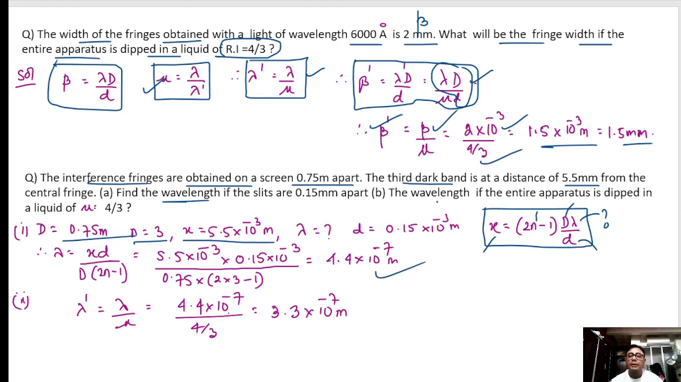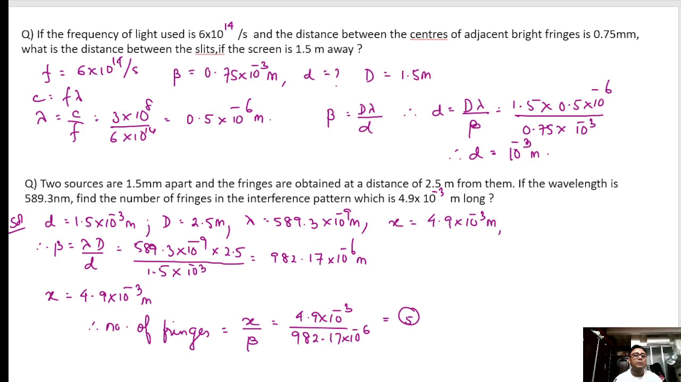Next is the wavelength if the entire apparatus is dipped in a liquid. Again we know wavelength is inversely proportional to the refractive index. So putting this in, this will be the wavelength of the wave if the apparatus is dipped in the liquid. Now let's see the next sum.